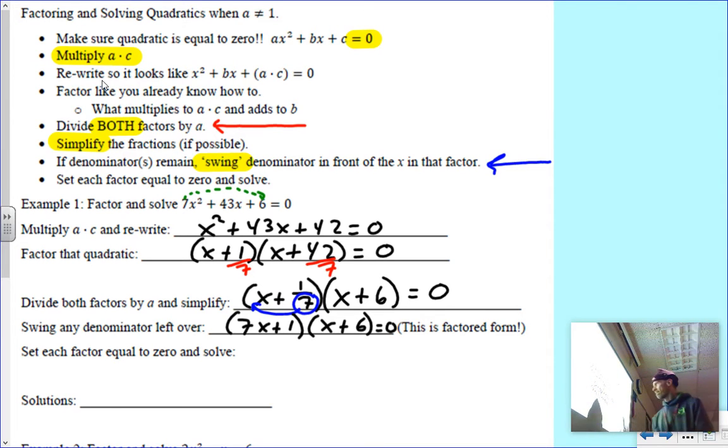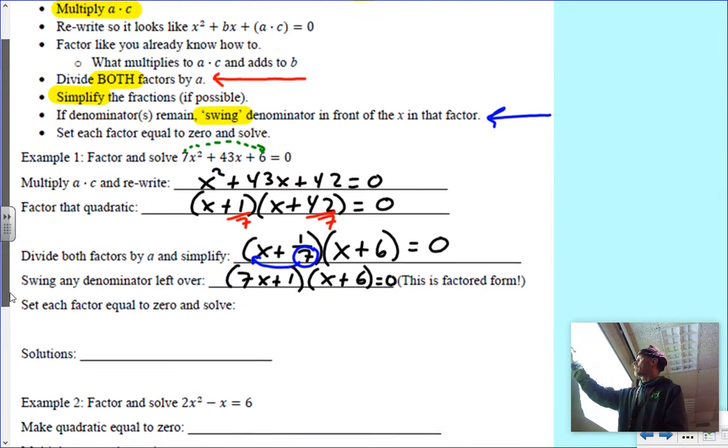So that is my factored form, and you're done. Some people call this whole method the swing method because you're kind of swinging the 7 to the 6 to multiply, and then you're swinging the denominator in front. So if you hear this called the swing method, that's why. Now again, that is your factored form. If the question just asks you to factor it, you write that and you're done.